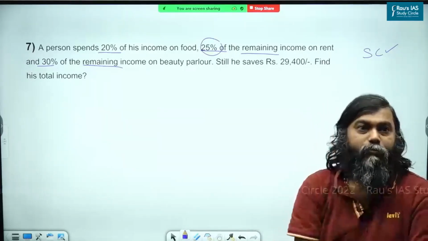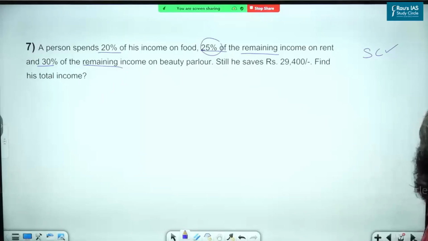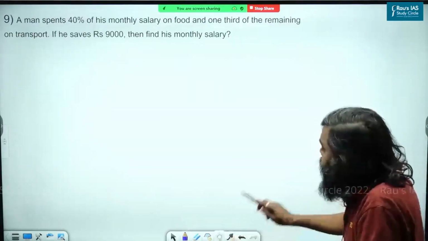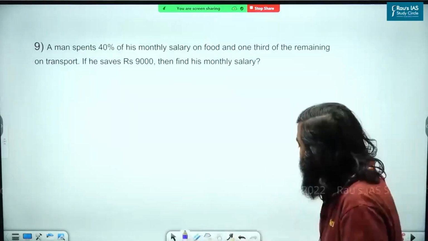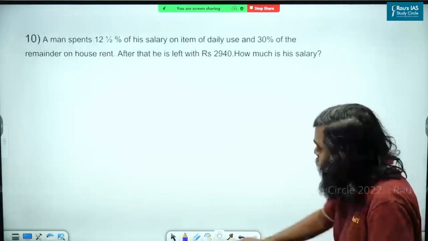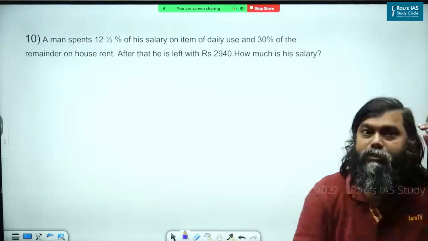Anybody have a doubt so far? Next, I will not say anything. You have to tell me. Can we solve this question by successive changes or not? Tell me, can we solve this question by successive changes or not?